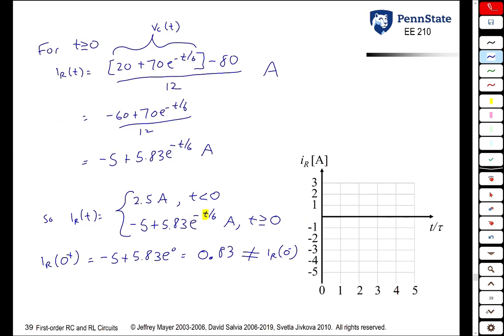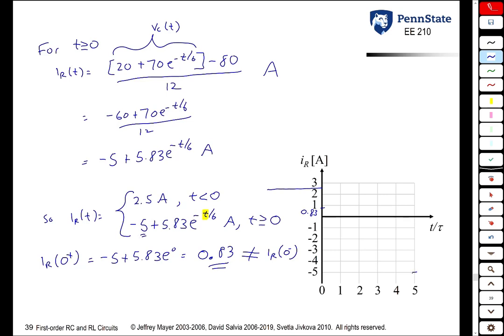We can now plot this result. We see that we had 2.5 amps for t less than 0. At t equal to 0, all of a sudden, the current through that resistor changes immediately to 0.83 amps. And then it's going to exhibit an exponential decay and eventually get to minus 5.